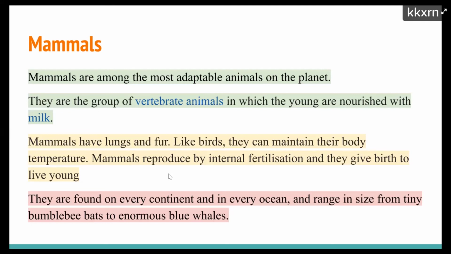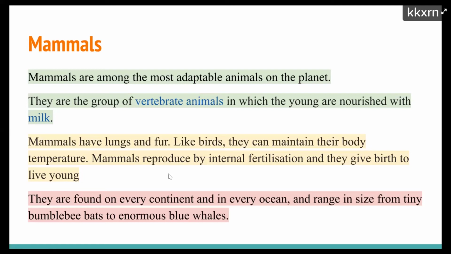They have lungs, they have fur, some of them, and they are able to regulate or to maintain their body temperature. So they are homeotherms. And in this group, we don't have any more eggs, laying eggs, like the other groups did. They are reproduced by internal fertilization, and they give birth to live youngs, okay? All mammals.